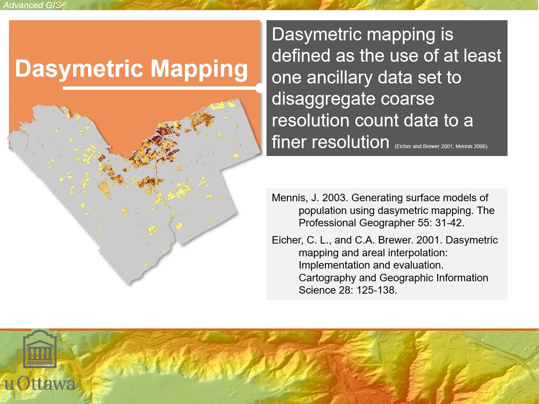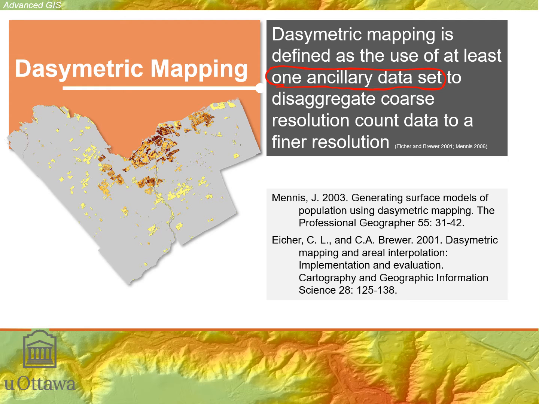Dasymetric mapping is one way that we can better focus and understand the idea of subunit variation. It helps us to overcome the assumption of homogeneity in the distribution of geographic variables that are counted, observed, or reported in areas. And it's the use of what we call at least one ancillary data set.